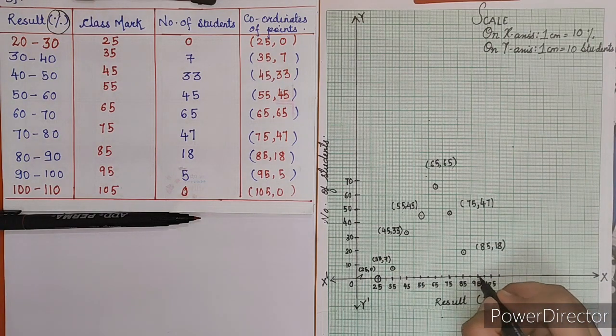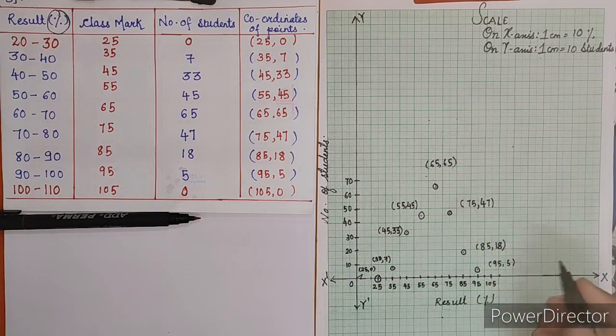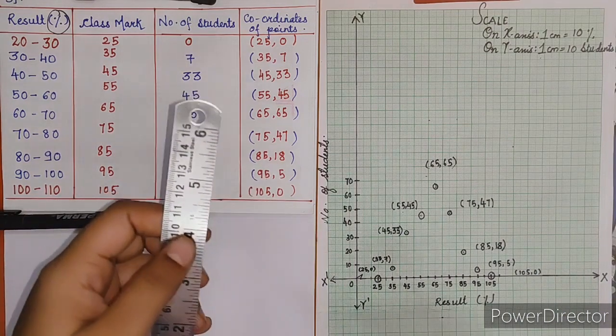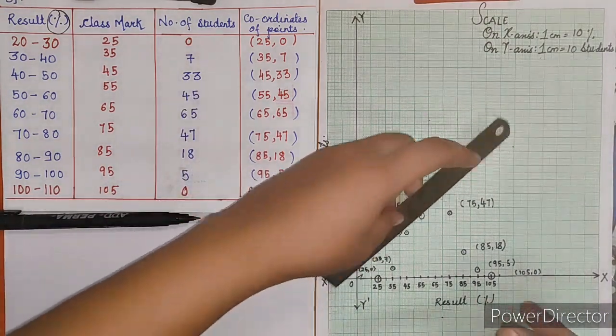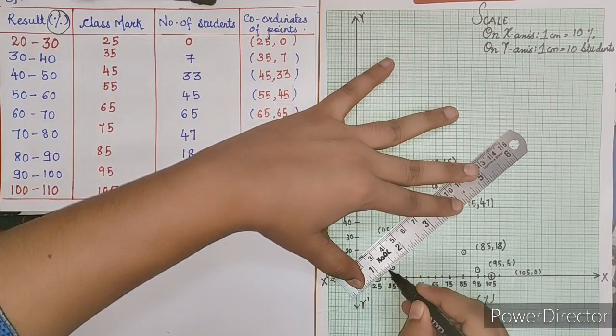95, 5. So half of it will be 5. 95, 5. And the last coordinate is on the x-axis, it is 0 on y-axis, that is 105, 0. So now we have to join all the successive points to get one proper polygon. We'll start joining the points.